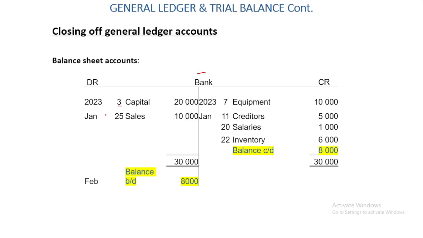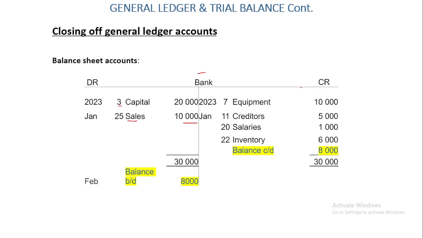And then on the 25th, the owner sold some inventory and generated 10,000. So that 10,000 will be recorded within the what? The bank account: on the 25th we made cash sales of 10,000 that we received in our bank account. And at the end of the financial period of the month, you calculate the total amount received, which is 30,000, and you transfer it to this side.